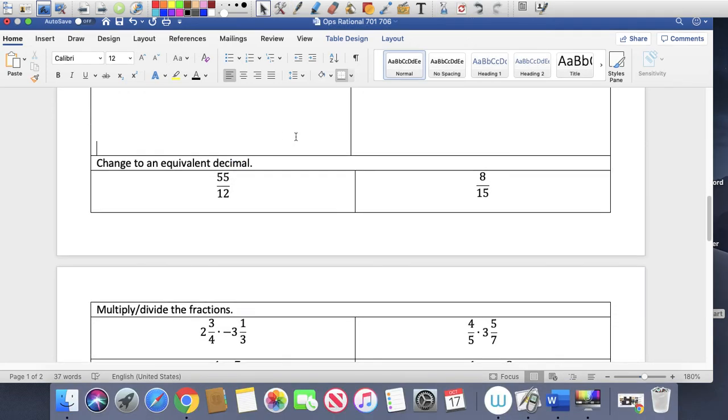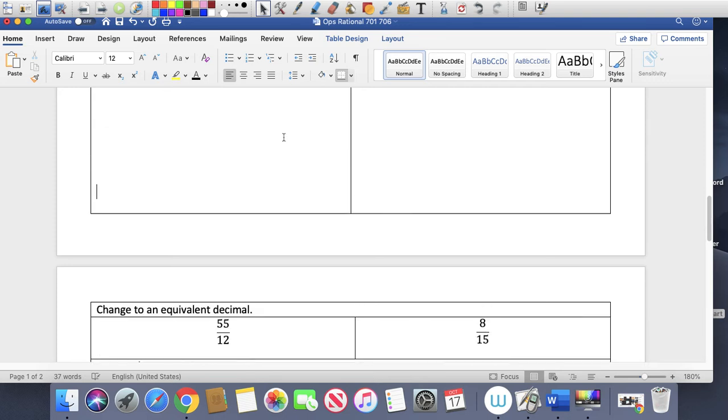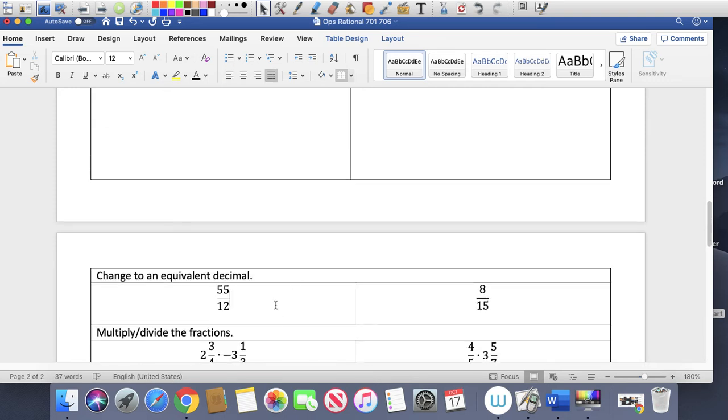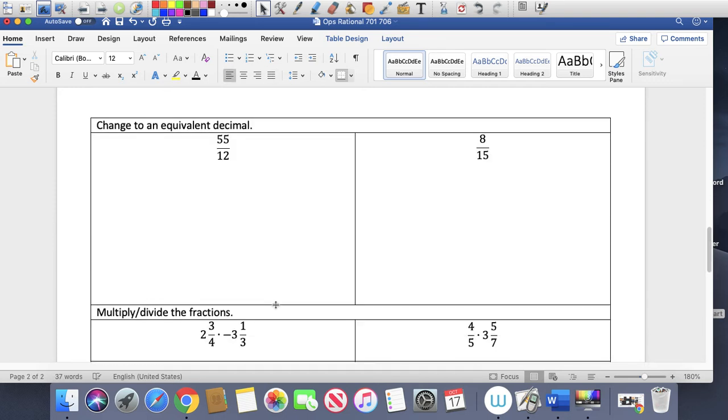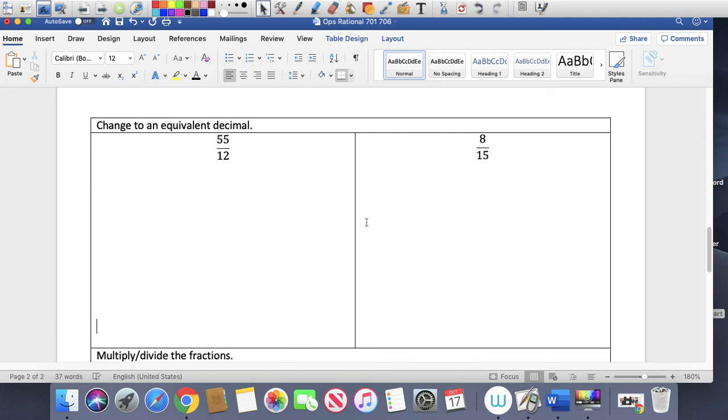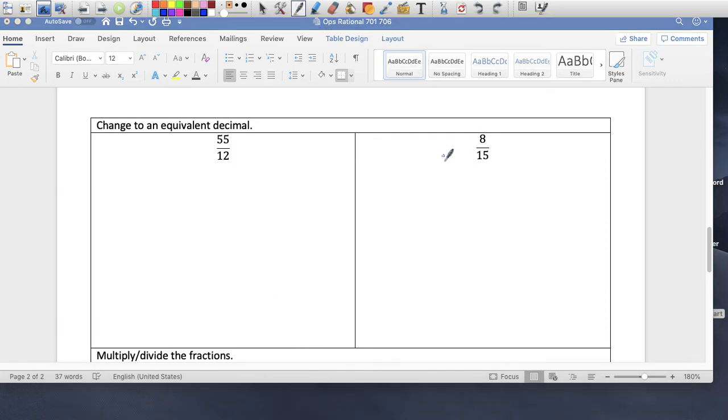Now, to change to an equivalent decimal, this one is just asking you to change 55 over 12 and 8 over 15 to decimals. Is there an easier one? Well, let's do 8 over 15. So remember, when we divide, the 8 goes inside, the 15 goes outside. Can 15 go into 8? No, so add a decimal, which allows me to add a 0.